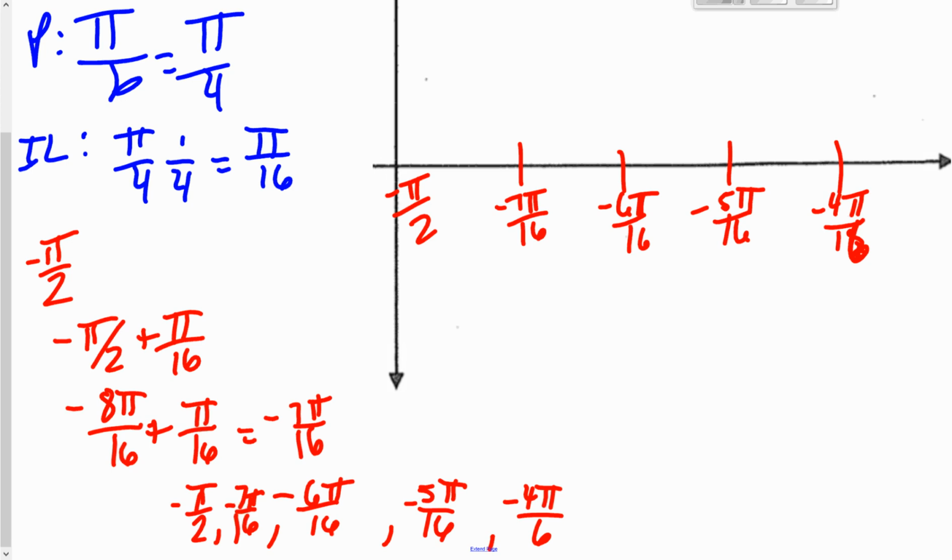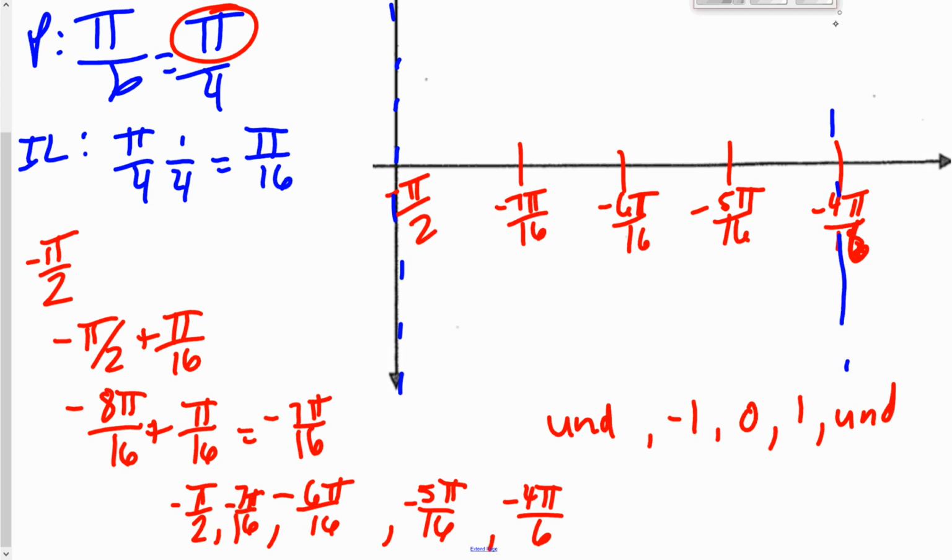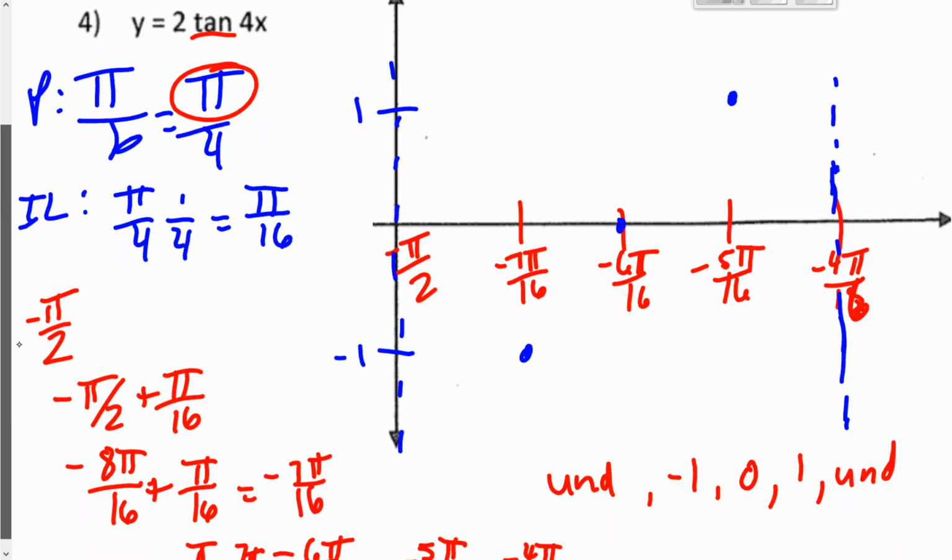Okay, so then the y values. The y values of tangent. So period is different for tangent and cotangent. They're both pi long. The y values for tangent go undefined, negative 1, 0, positive 1, back to undefined. So our first thing is always undefined, and our last one is undefined. Okay? And then we have negative 1, 0, positive 1.